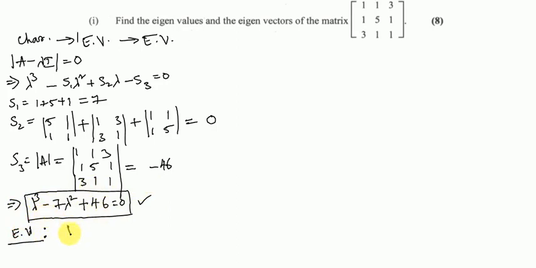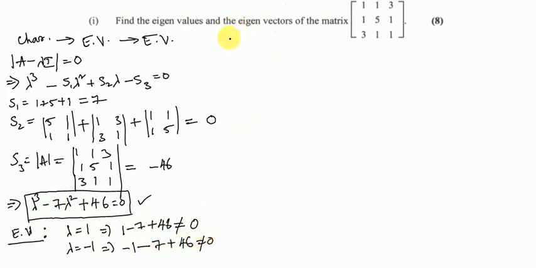Just substitute 1, minus 1 like that, and check whether you get this term as 0 or not, whether this satisfies the equation or not. If you substitute 1 in this equation, you will get 1 minus 7 plus 46, which is not equal to 0, and if you put minus 1, you will get minus 1 minus 7 plus 46, which is also not equal to 0.